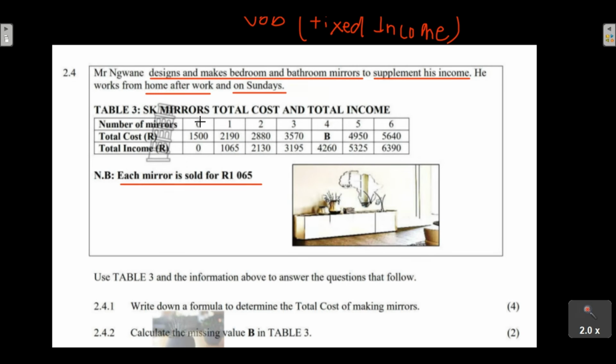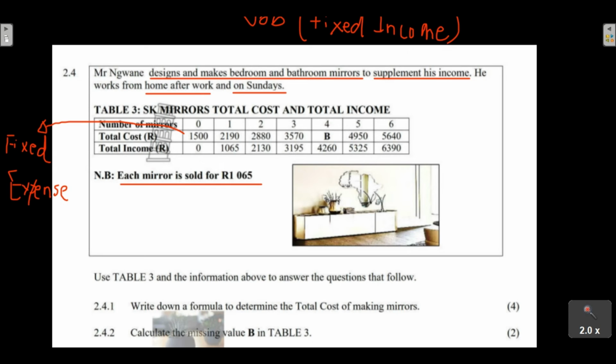When the number of mirrors is 0, the total cost is 1,500 rands. Why is that, guys? The reason is that this is a fixed expense of 1,500. So let's write that down: this is a fixed cost or expense. Of course, when he sells one mirror, then the cost will be that, and the total income is that, because that's the amount that he will receive. And so on.